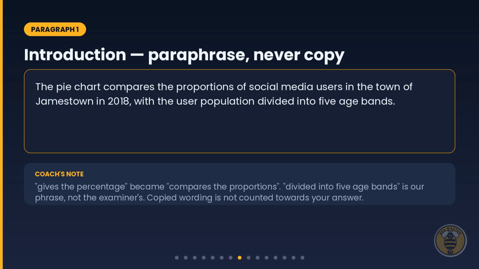Paragraph 1, the introduction. The pie chart compares the proportions of social media users in the town of Jamestown in 2018, with the user population divided into 5 age bands. Look at what changed. Gives the percentage became compares the proportions. Divided into 5 age bands is our own phrase, not the examiner's.